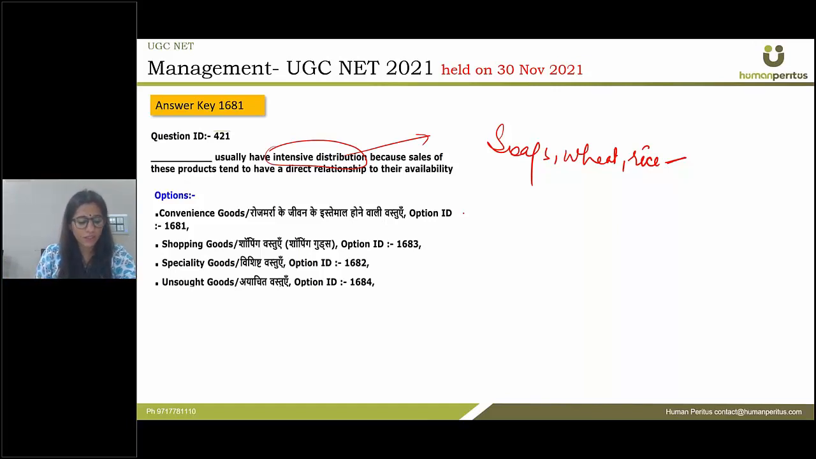Now, among the options given, which one suits the statement best? This is option number 1, which is convenience goods. What are convenience goods? Convenience goods are the goods which customers use in their daily or routine life, such as soaps, toothpaste, etc. These are the products which would definitely use intensive distribution as the marketing strategy. So option 1610 is the correct answer for this question.